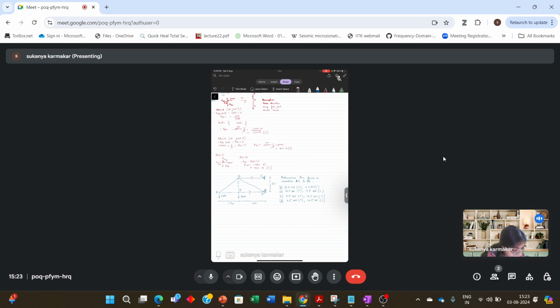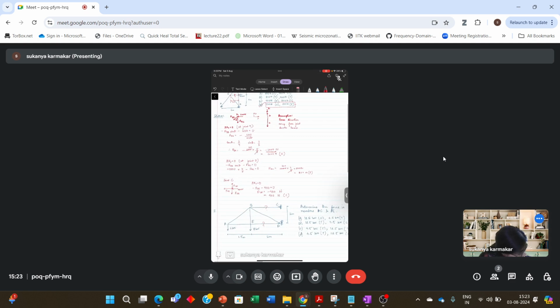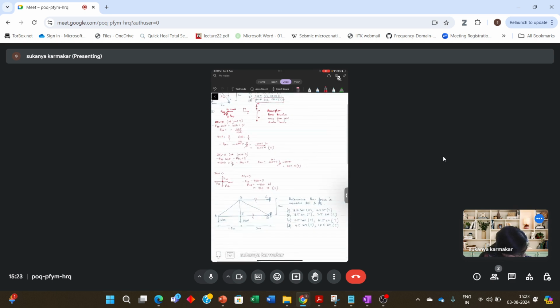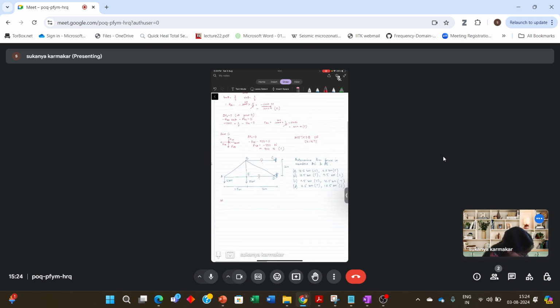So here again I'll be using the method of sections. In this question, the concept which was covered earlier is the method of joints, and here I'll be using the method of sections.